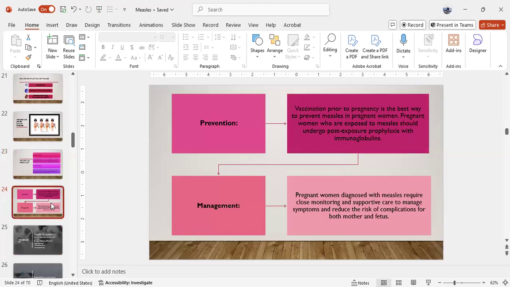Prevention involves vaccination prior to the pregnancy. That is the best way to prevent measles. Pregnant women who are exposed to measles should undergo post-exposure prophylaxis with immunoglobulin. Management involves close monitoring, and supportive care to manage symptoms and reduce the risk of complications for both the mother and the fetus.